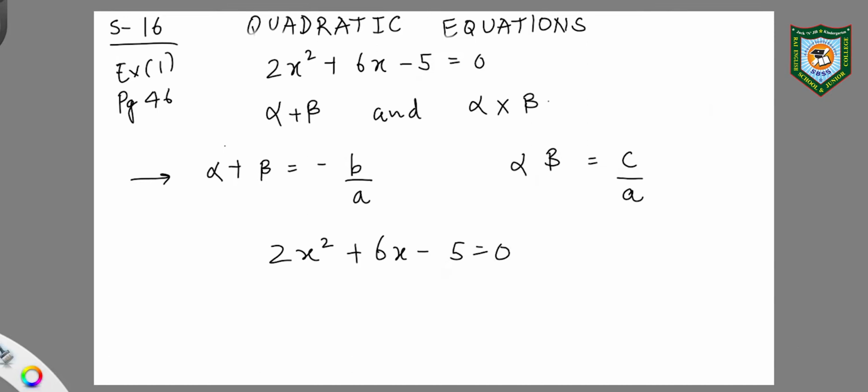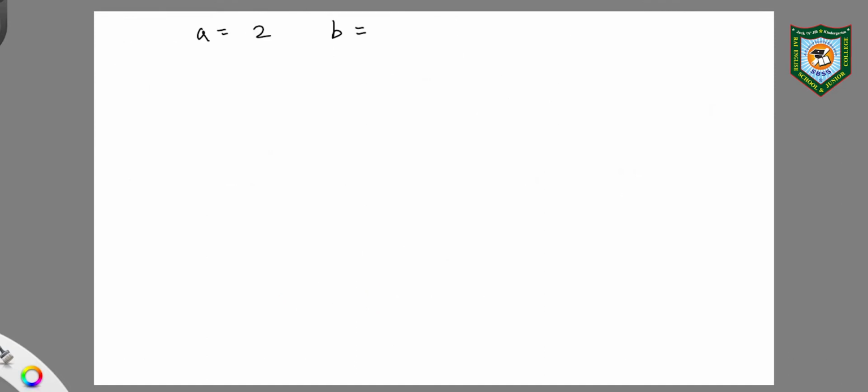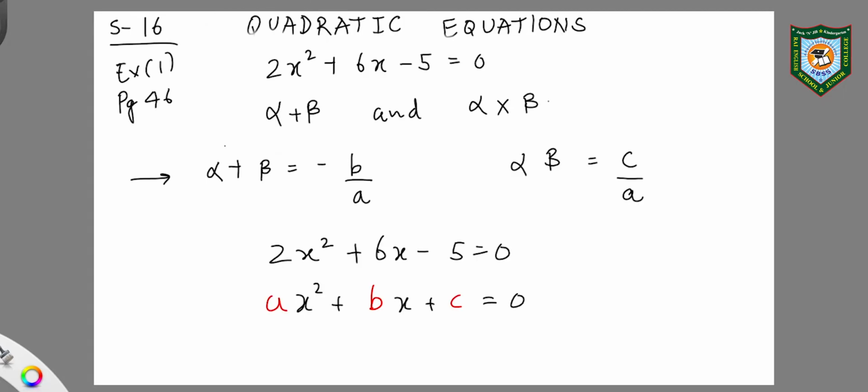All we have to do here is compare our equation to the standard quadratic equation. So I have ax square plus bx plus c is equals to 0. So this means that I have a is equals to 2, b is equals to 6, and c is equals to minus 5.